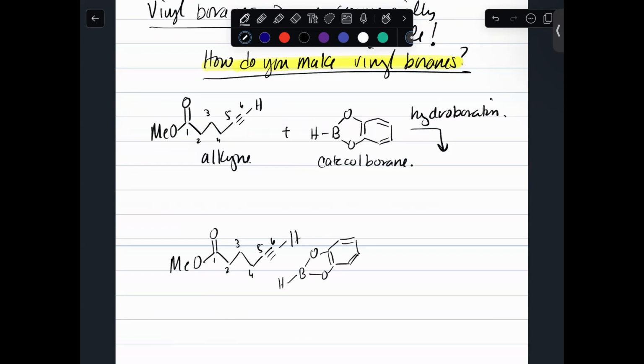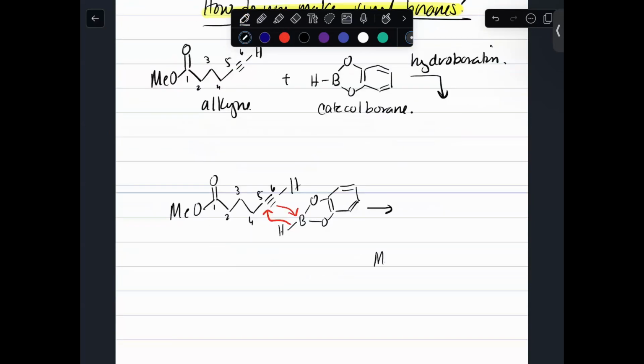The first thing that you note is that the borane adds to the least substituted carbon. And not only does it add to the least substituted carbon, the borane and the hydrogen add in a syn fashion. And that's it. You form your vinyl borane.